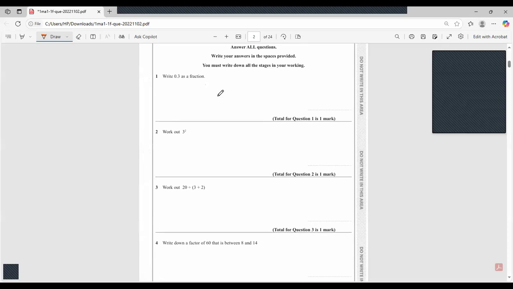Okay. And we're right at the top. I guess you can handle this, right? Yes. 0.3 as a fraction is going to be 3 over 10. Take your 1 for the decimal point, 3/10. The next one, it says work out 3 squared. 3 squared is 3 times 3, which is 9.